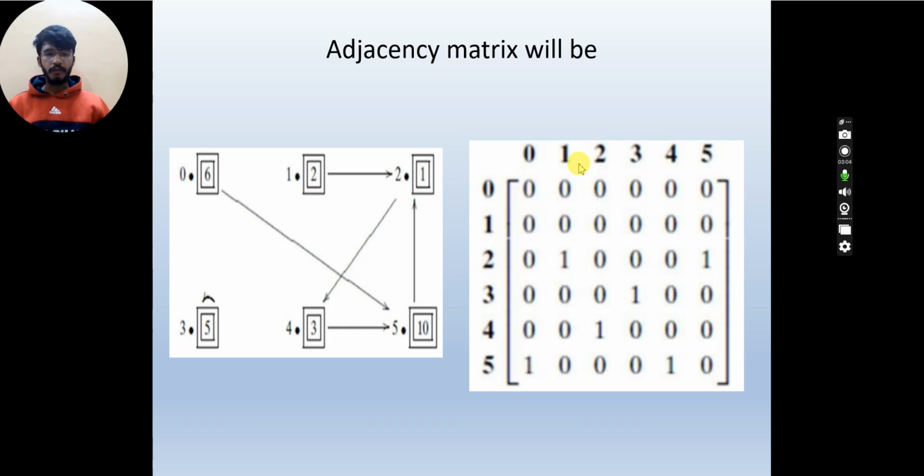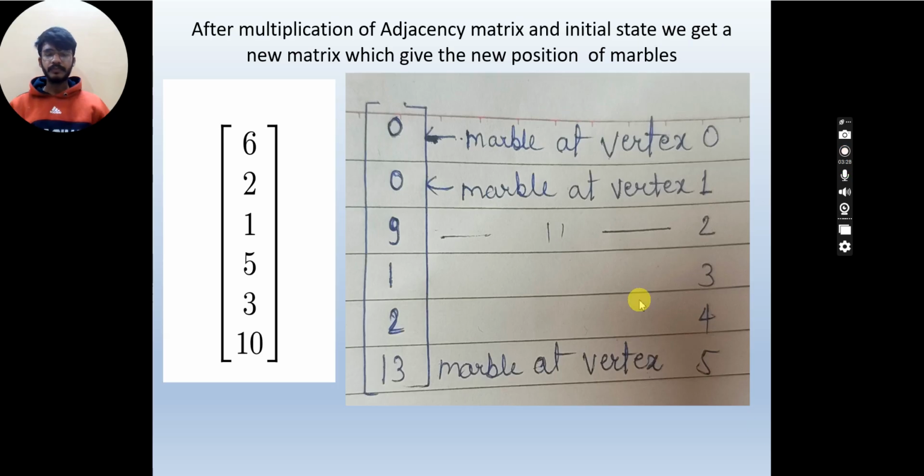Similarly, from vertex 1, the line is joined to vertex 2. So after a certain time, 2 marbles are going to vertex 2, so here we write 1. From vertex 2, there is a joint line to vertex 4. So here we write 1 against 4, and so on.